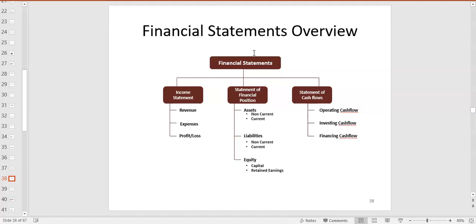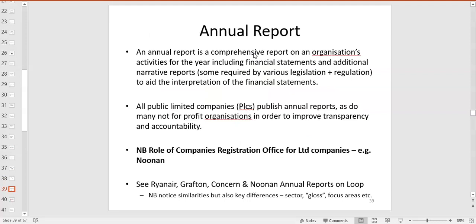So that's the finish of looking at the 3 key financial statements, and hopefully that's going to set you up so we can hit the ground running in week 8 to analyze and interpret a set of financial statements. The only other small thing I wanted to touch on briefly is the annual report.